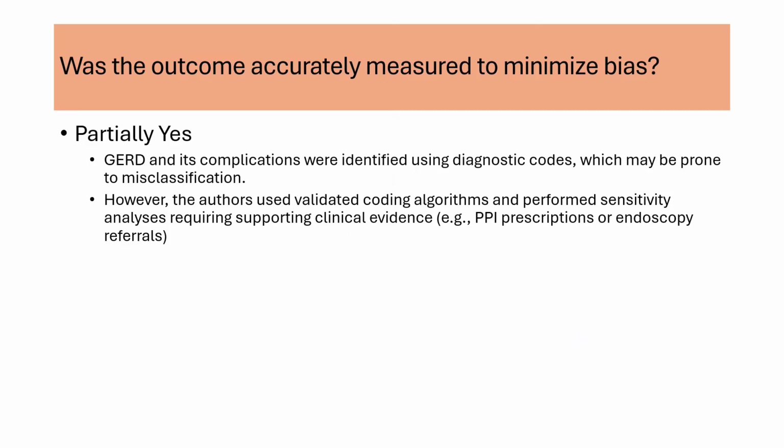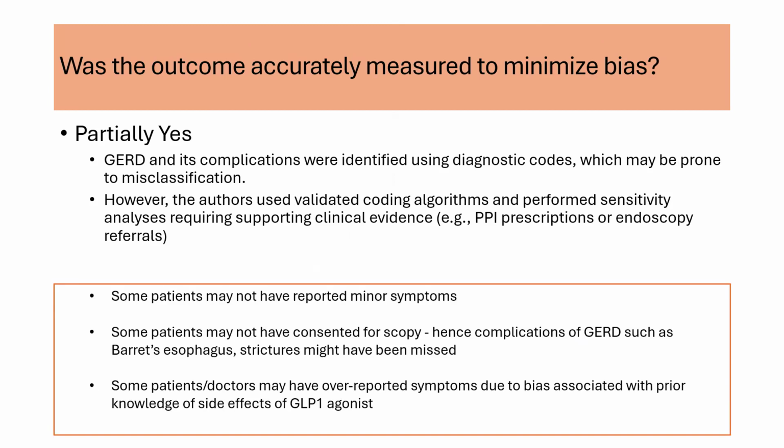So was the outcome accurately measured to minimize bias? I would also say partially yes for this. So GERD and its complications were identified using diagnostic code. This might be prone to misclassification. However, the authors have used coding algorithms, and they performed sensitivity analysis requiring clinical evidence. For example, if the patient also received a PPI prescription or any endoscopy referral.